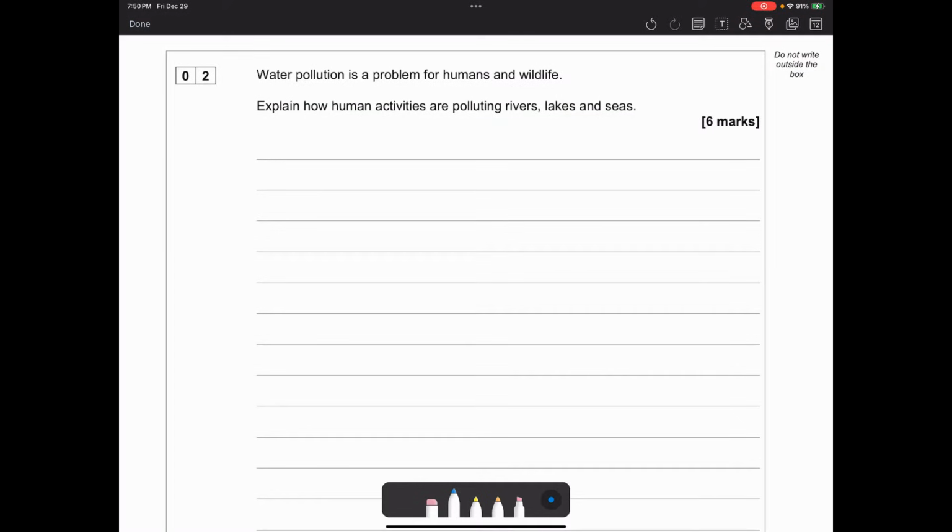Okay, question 2 then. Water pollution is a problem for humans and wildlife. Explain how human activities are polluting the rivers, lakes and seas. So our sources of fresh water, what are human activities doing to pollute them, and why is that a problem for humans and specifically wildlife? So when you're talking about water pollution, the key process you want to be talking about, you don't need to know this key word, but it's the name of what it's called, eutrophication.